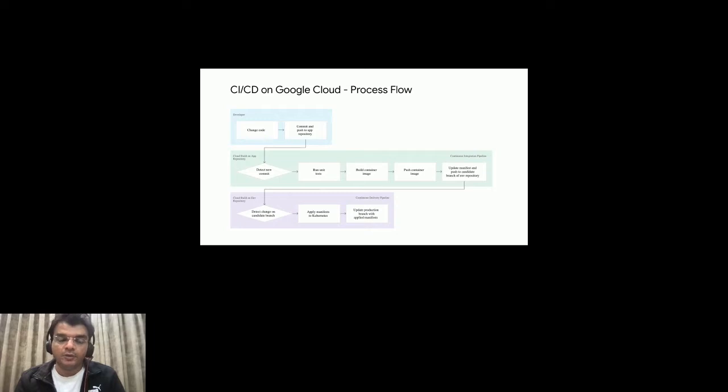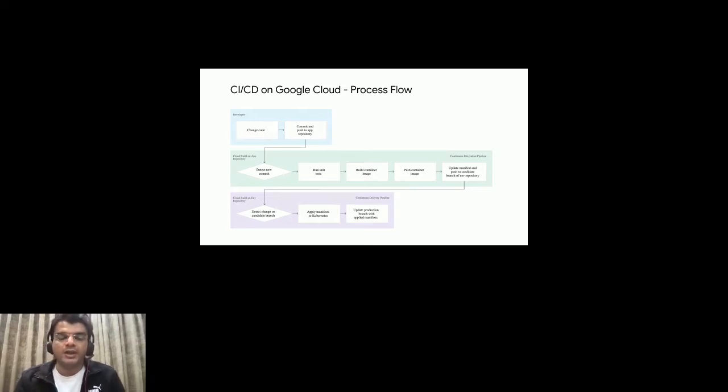And now again, how does this happen for a Kubernetes-based workload? Here the manifest files are updated, and this manifest change is again detected. Now who is responsible for detecting this change? Cloud Build can do it, apply these manifests into Kubernetes, and then deploy it to the production branch.